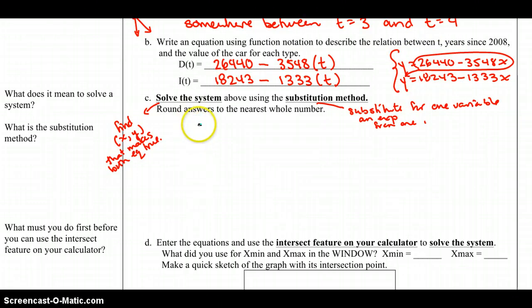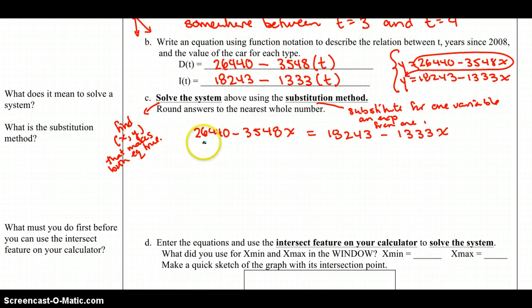So we would get 26,440 minus 3,548x equals 18,243 minus 1333x. So again, we want to solve for x, and we've got a constant term and an x term, cannot be simplified any further. And on the right side, constant term, x term, cannot be simplified any further. Okay, so both sides of our equation are as simplified as they get.